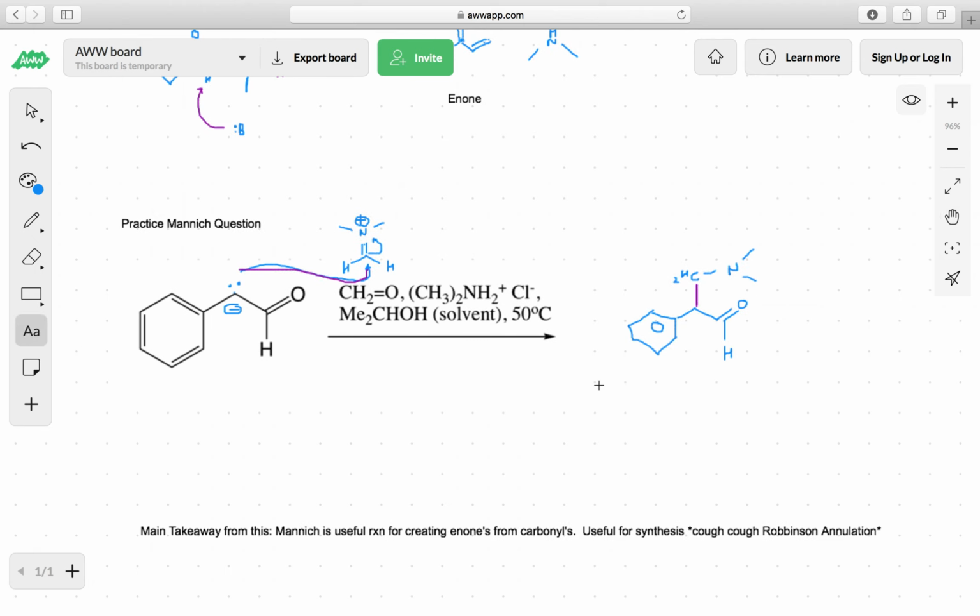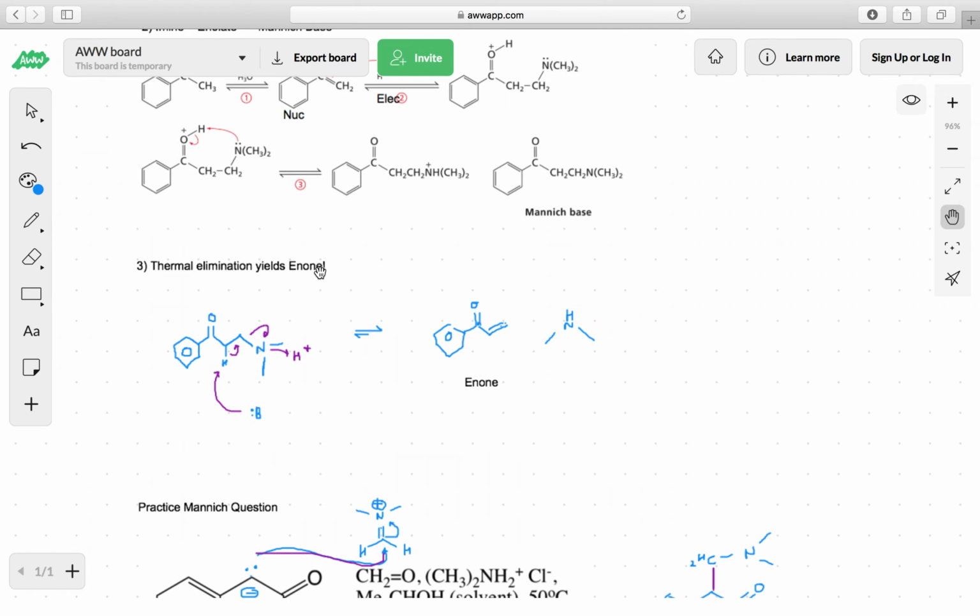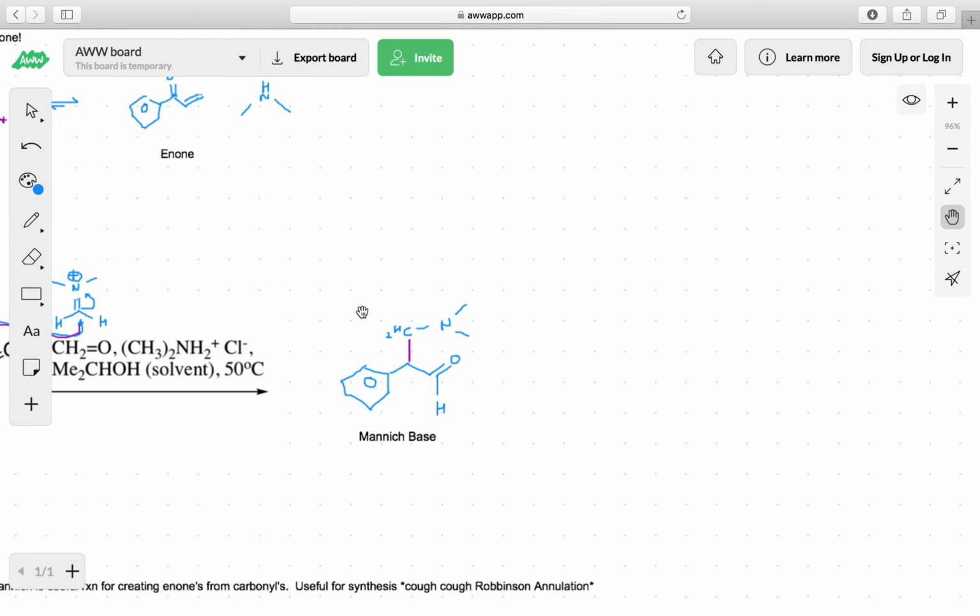However, if we look at our arrow, on the second line, there's 50 degrees Celsius. And if you know your Fahrenheit to Celsius conversion, that's actually pretty warm. And what that means is that we're adding heat. And remember, the third optional step of a Mannich reaction is the thermal elimination. So what we're going to do is, let's draw it in again.